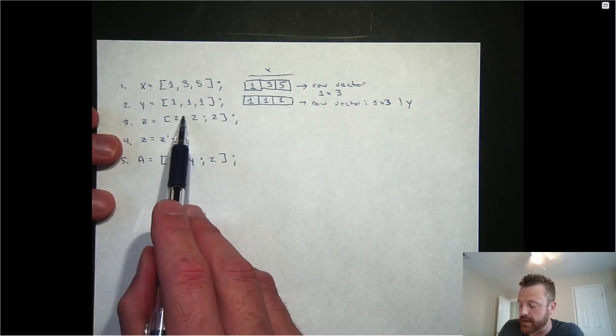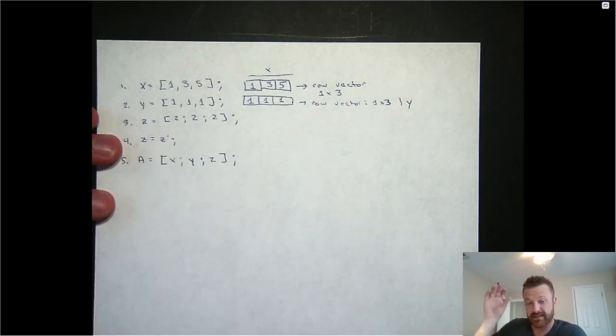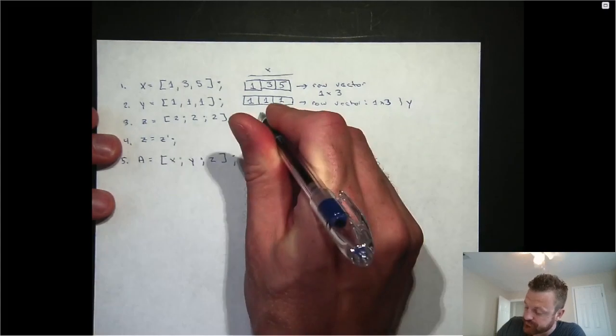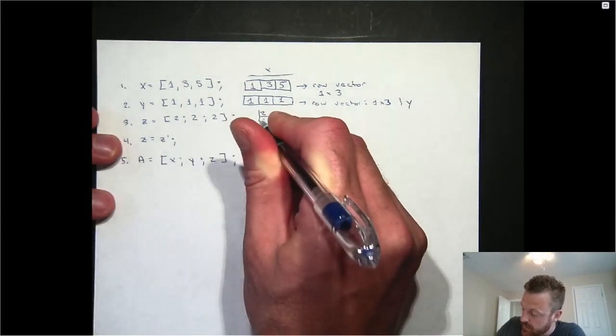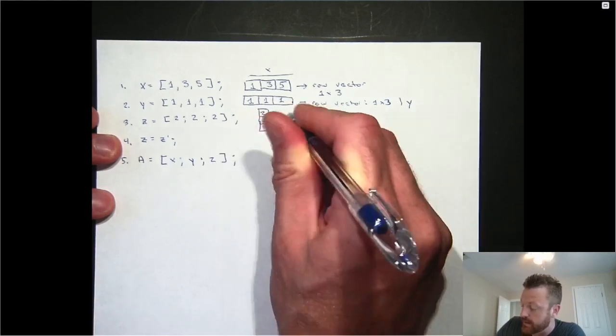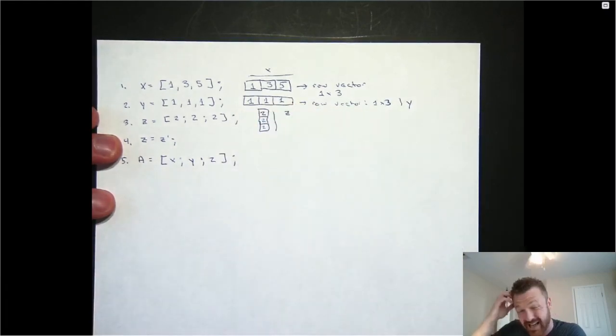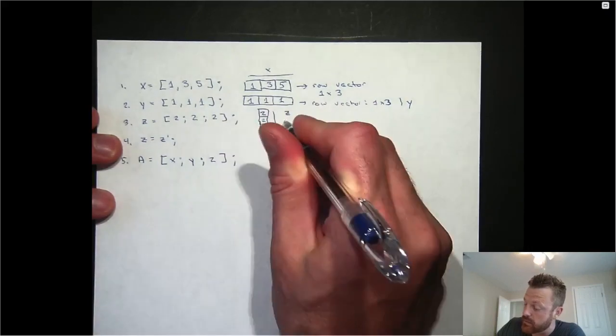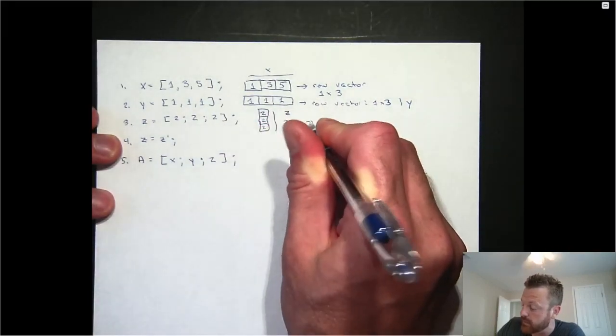But since the delimiters are semicolons, that means that we're going to stack vertically. So semicolon corresponds to vertical concatenation. So I'll just write a bunch of 2s on top of each other. So this is z, and if you notice, again, it is a column vector since it was concatenated vertically. So it has 1, 2, 3 rows, and it is only 1 column.